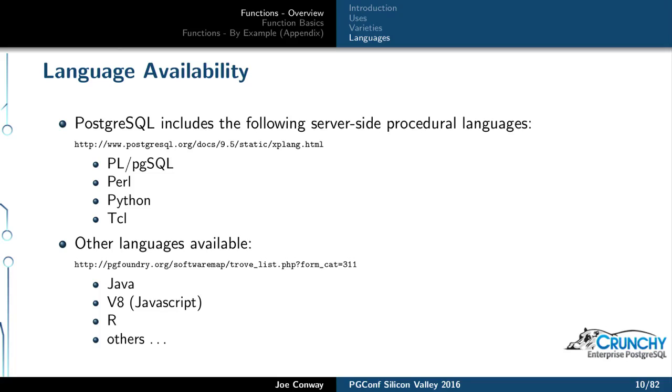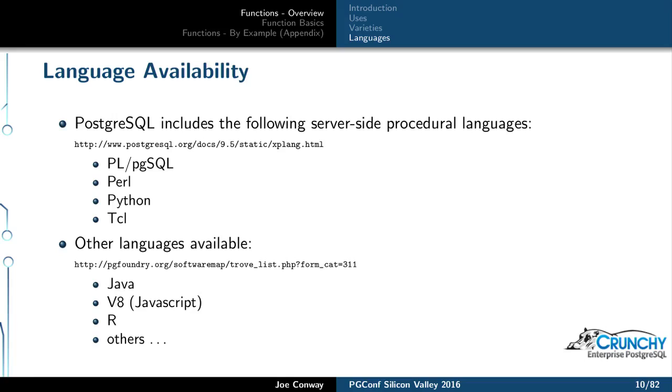So Postgres itself ships with these four server-side procedural languages: PL/pgSQL, PL/Perl, PL/Python, and PL/Tcl. And PL/Perl actually comes in two different flavors. It's got an untrusted Perl and a trusted Perl. I don't think I actually have a slide on this, so why don't I just talk about it for a second here.